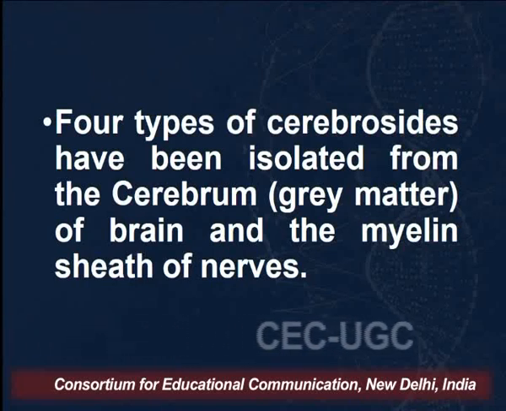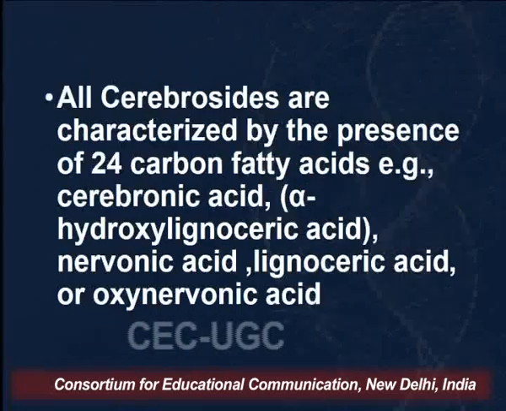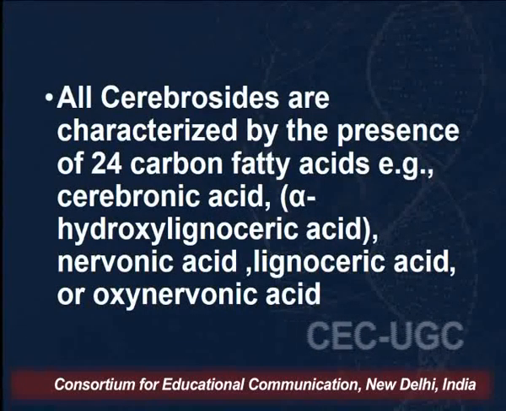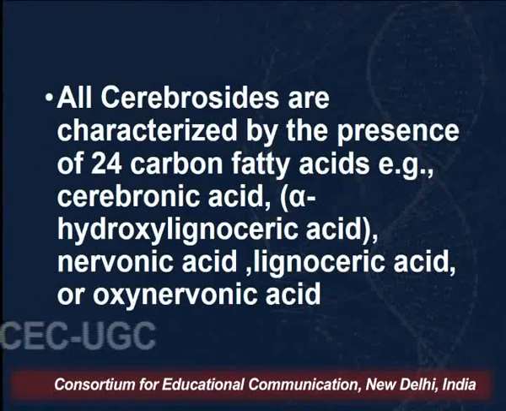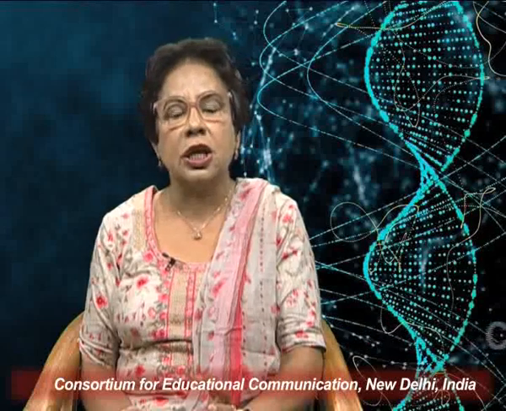Now we know that galactosylceramide is found in the brain. Four types of cerebrosides have been isolated from the cerebrum, which is the grey matter of the brain, and the myelin sheath. All the cerebrosides are characterized by the presence of fatty acids which have 24 carbons in them. For example, we have cerebronic acid, which is also known as alpha hydroxy lignoceric acid, lignoceric acid, nervonic acid, or oxynervonic acid.